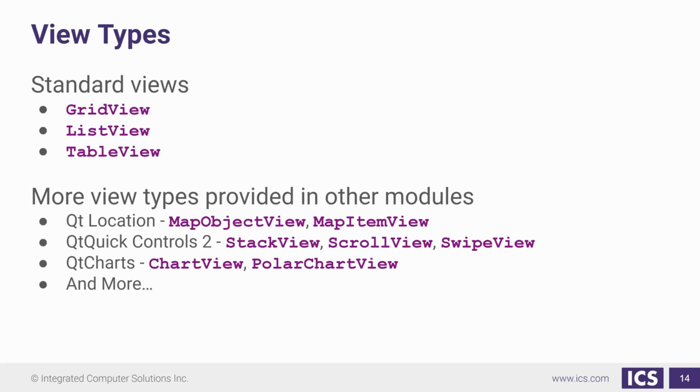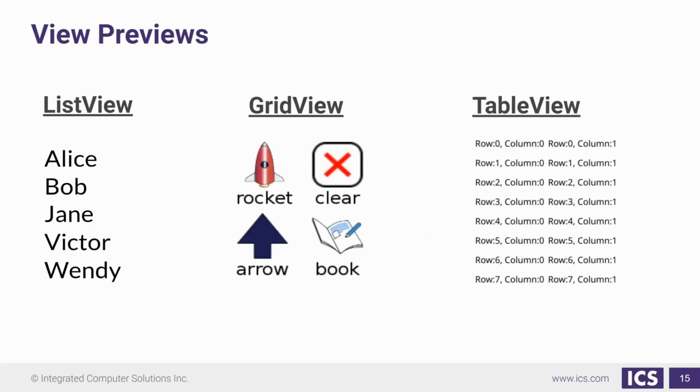The ones we're going to focus on today are the standard ones. So our standard ones are the list view, the grid view, and the table view. Now, the list view is just a simple list. The grid view is the one you see in the middle here. That generally has a number of rows and columns. It's very often used like you see here, where it has an icon and some sort of text. And then the table view, which can have a number of rows and any number of columns.